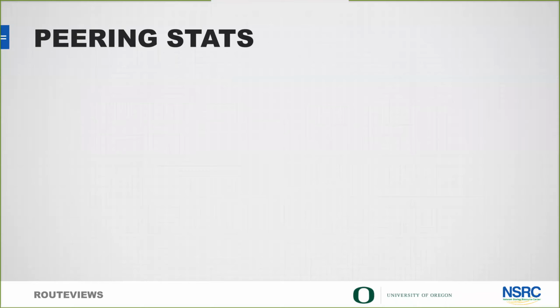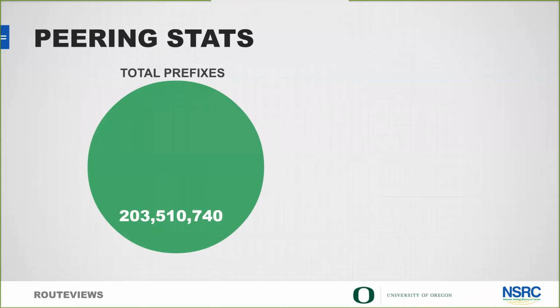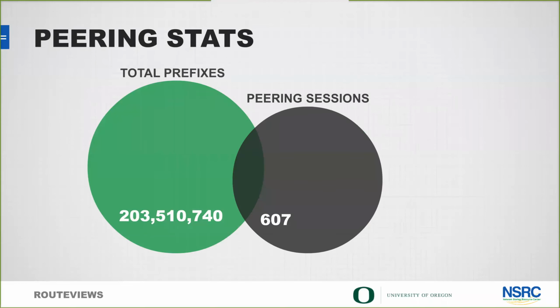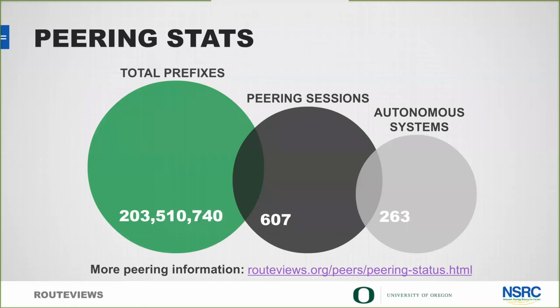So just some quick peering stats. We see roughly about 200 million prefixes at any given point during the day. We have about 600 peering sessions going at any given point, and we see about 263 unique ASs throughout the day. If you're looking for more information on those peering stats, you can go to the link at the bottom. We try and keep that page as up to date as we can. So that's also always a good resource if you're looking for peering information from route views.